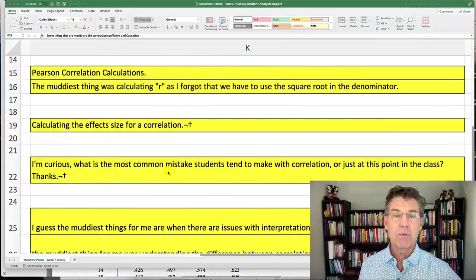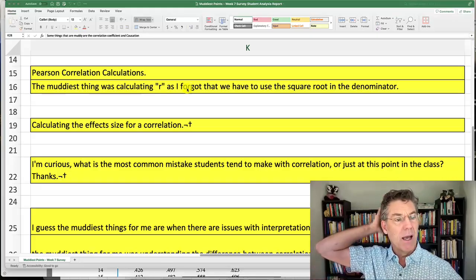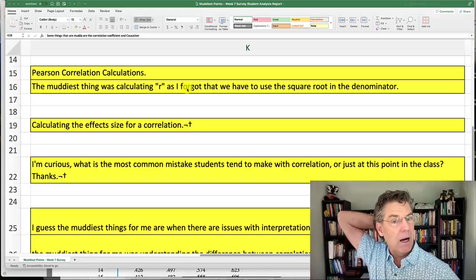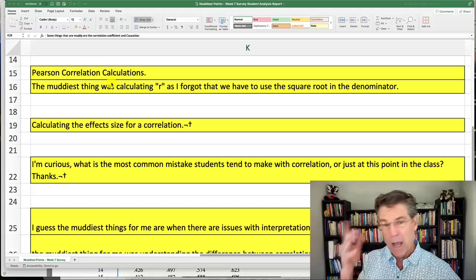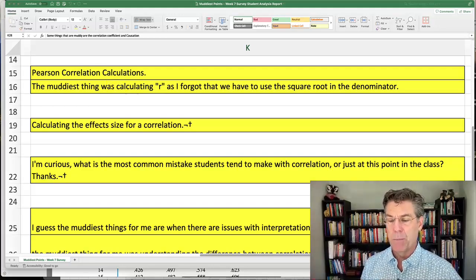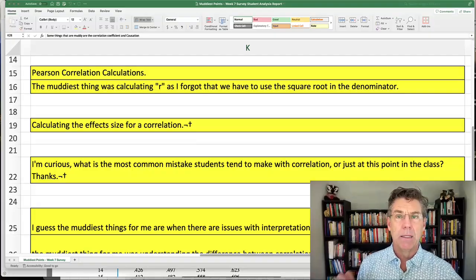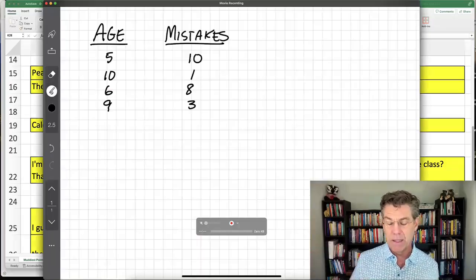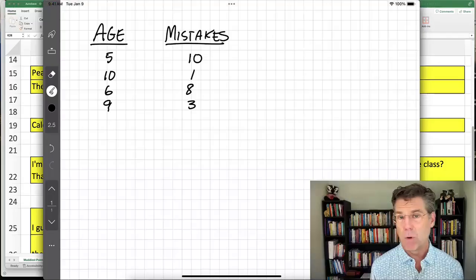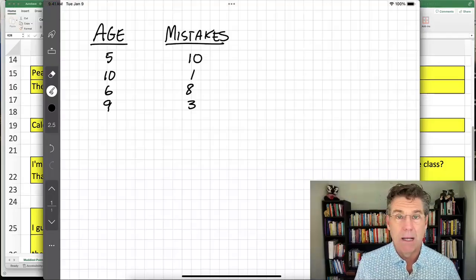The first couple here are just the calculations themselves. The muddiest thing was calculating the r. I forgot that we have to use the square root in the denominator, and then another person mentioned the Pearson correlation calculations. So I'm going to walk you through an example, very similar to something I might do in the calculation videos, except I'm not going to do all of it. Let's say we've got this research study where we have 4 participants. This will just make it a quicker calculation.